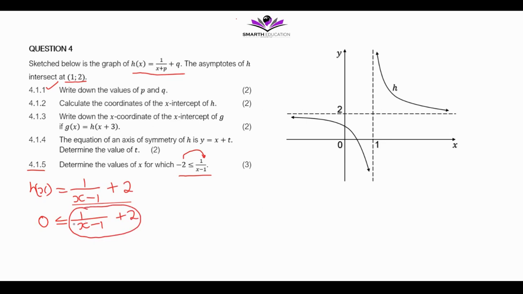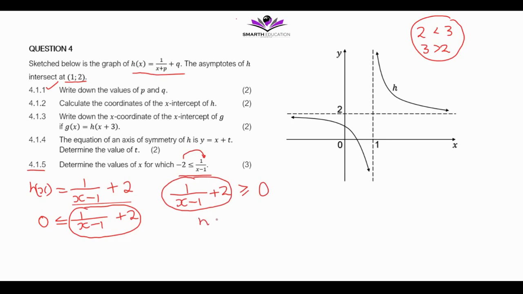Then we can rewrite this inequality in this form. Let me just show you something. If I say 2 is less than 3, I can write this inequality as 3 greater than 2. So 0 is less than or equal to 1 over x minus 1 plus 2. We can write this as 1 over x minus 1 plus 2 is greater than or equal to 0, like what I've done here. This is our h of x, like I said. So where h of x is greater than or equal to 0.